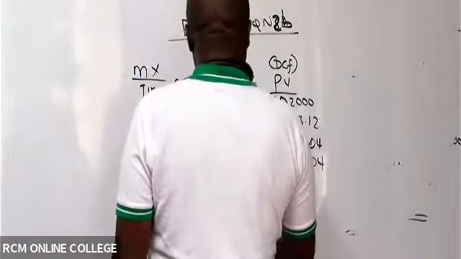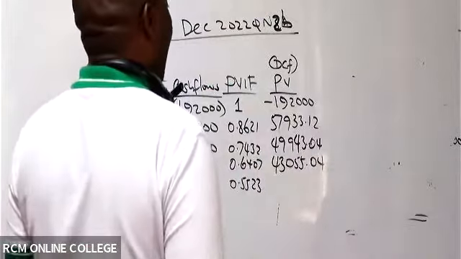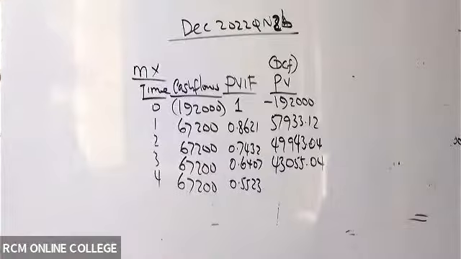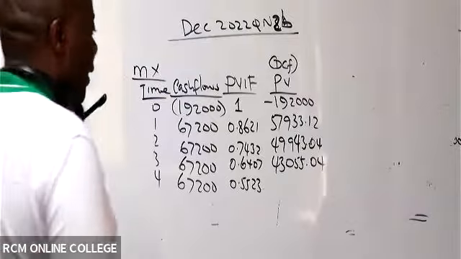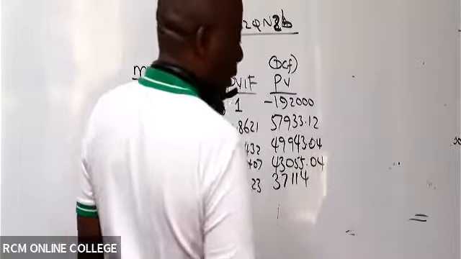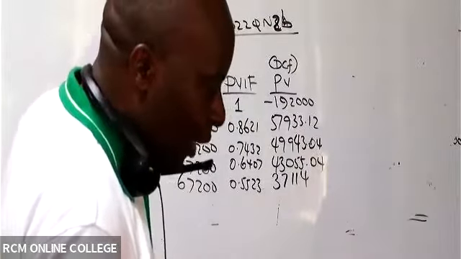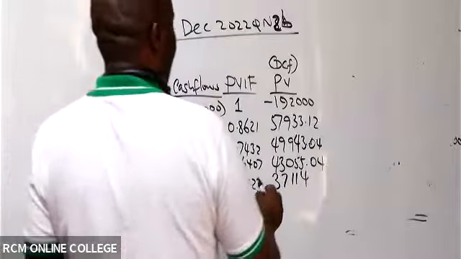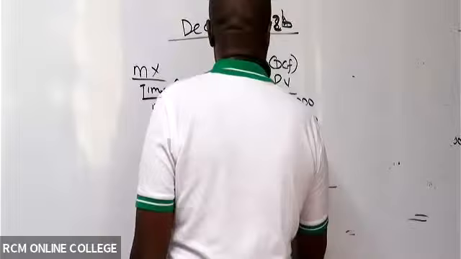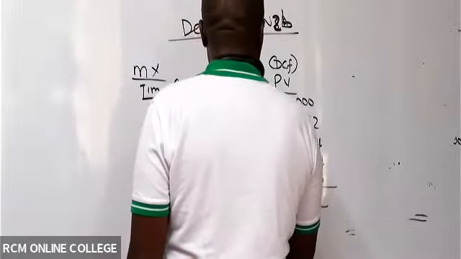And then now we have the last one, which will be this times that. That gives 37,114.56. So come and give us the total, the net present value.